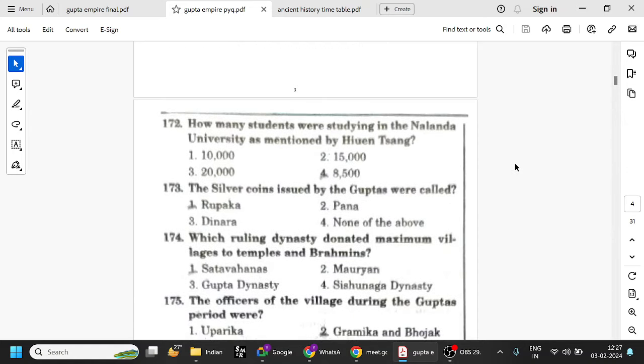So, how many students were studying in the Nalanda University? Hiuen Tsang came to the Nalanda University. He mentioned about 8,500 students. So, it was a very prominent university at that time.